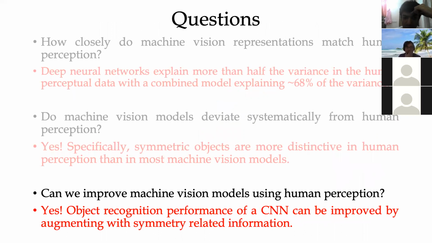So to answer the third question, can we improve machine vision models using human perception? The answer is yes. Object recognition performance of a CNN, or VGG16 in this case, can actually be improved by augmenting them with symmetry-related information.